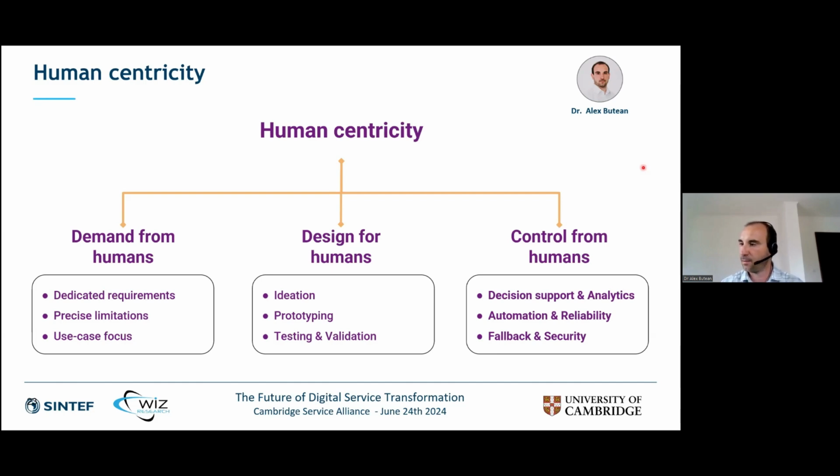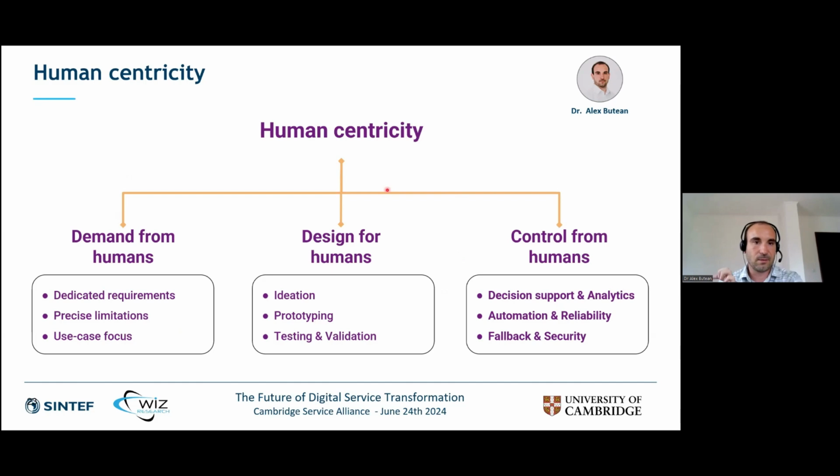And again, since I like to talk about numbers, most of the time we fail in explaining to our stakeholders that human centricity is not just demand for humans. We have to account for all the others. Otherwise, it's partial human centricity that we are talking about.